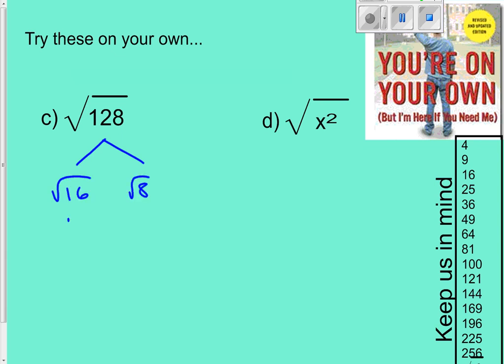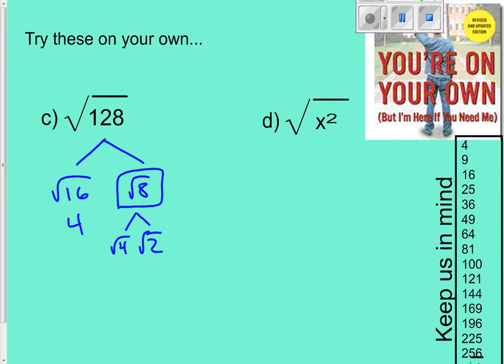The square root of 16 is going to be 4. But the square root of 8, I can keep simplifying that. So even if you can keep simplifying it, it's fine. You'll still end up with the same answer. It just won't be quite as quick as the other ones. This can split into the square root of 4 times the square root of 2.